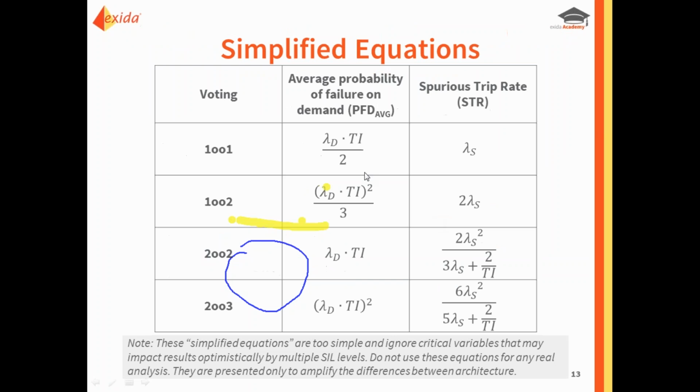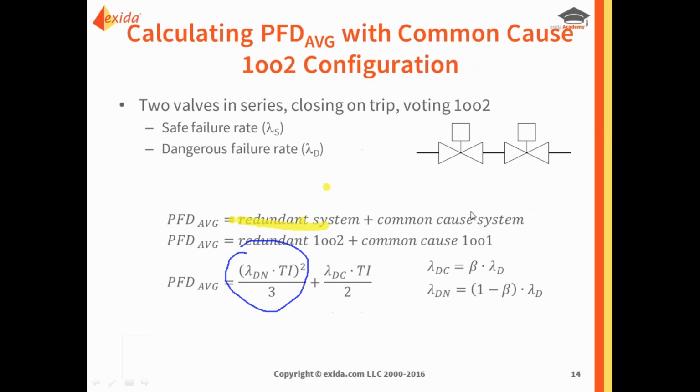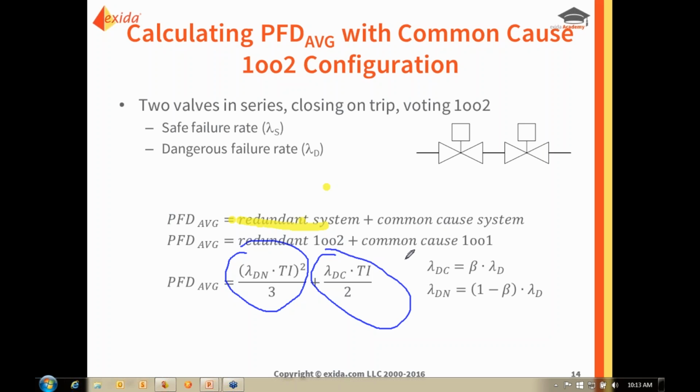Let's go back to that previous slide. Lambda d ti squared divided by 3, and then the second term is the dangerous common cause failure rate times the test interval divided by 2. One thing to note is that the failure rates we're using are not the standard dangerous failure rate. It's a dangerous normal failure rate for everything that behaves as a normal or independent system, and a dangerous common cause failure rate for everything that behaves as a single or non-redundant system.